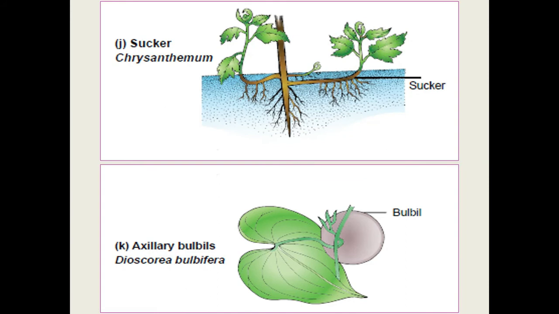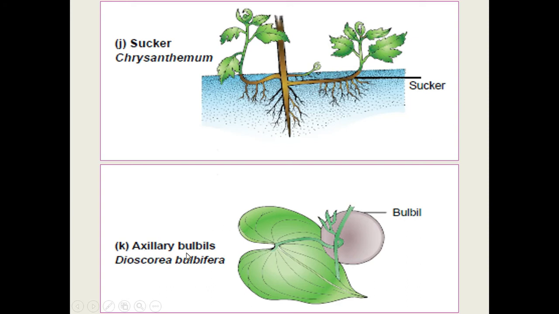Next is a sucker. We all know the chrysanthemum, in Tamil, Samandipu. So that is a sucker. It produces an underground branch. After some distance, it produces an aerial stem. The underground stem again produces new roots. So if it is detached from the parent plant, it grows as a separate individual.